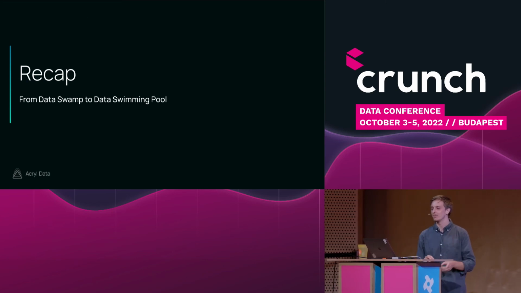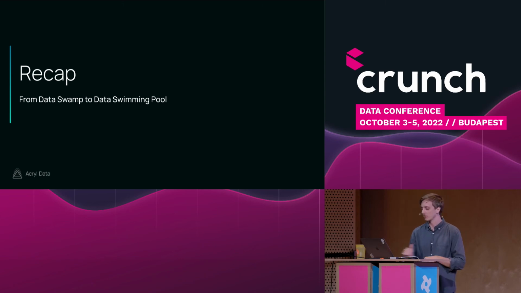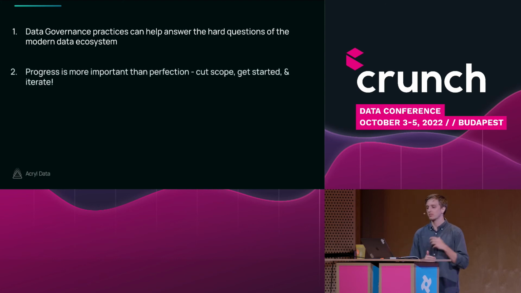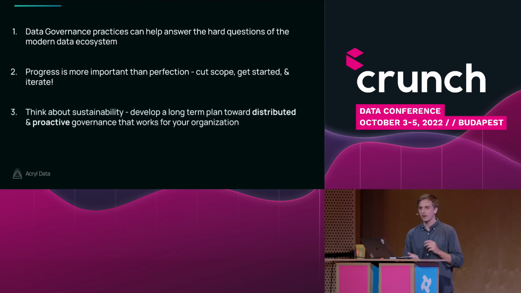Definitely be sure to tune in, but for now we're just going to recap what we went over today. The most important points are that data governance practices can start to help answer questions in the modern data ecosystem that have become very difficult to answer in many companies. The second is that progress is much more important than perfection. You should cut scope, prove the value, and iterate. And finally, as you do this, have an eye towards the future and think about sustainability. Develop a long-term plan towards distributing the governance responsibility and making it a proactive part of data lifecycle management.